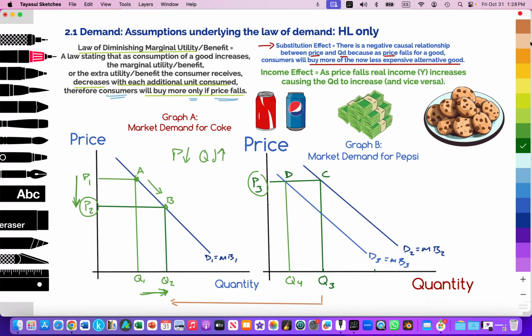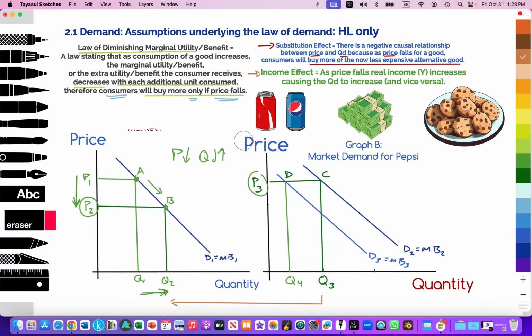Great. That leaves us with the last point. We're now going to look at the income effect here as another underlying assumption for the law of demand. So let's get rid of all this. We're going to draw one last model.